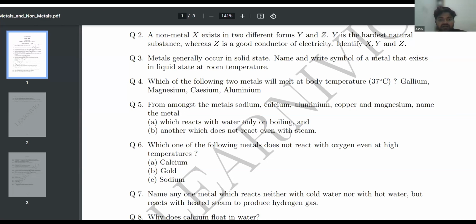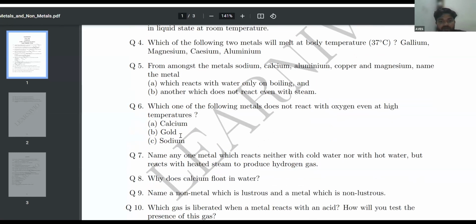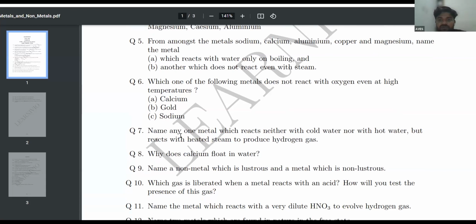Name the metals which will react with water, because we have not studied this property. And after these questions, I have given: which one of the following metals does not react even at high temperature? Question number 6. Which one of the following metals does not react even with oxygen at high temperature? Gold. So these were the questions that we were discussing regarding the physical properties of metals and non-metals. So let's discuss further and proceed to the next part of this topic.